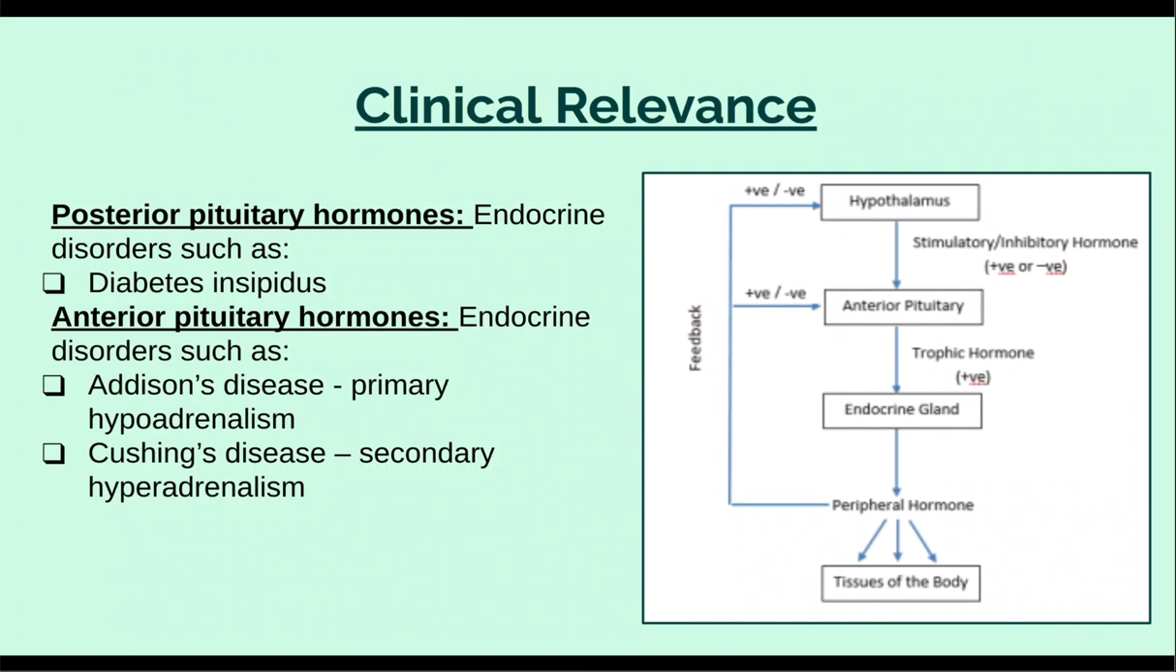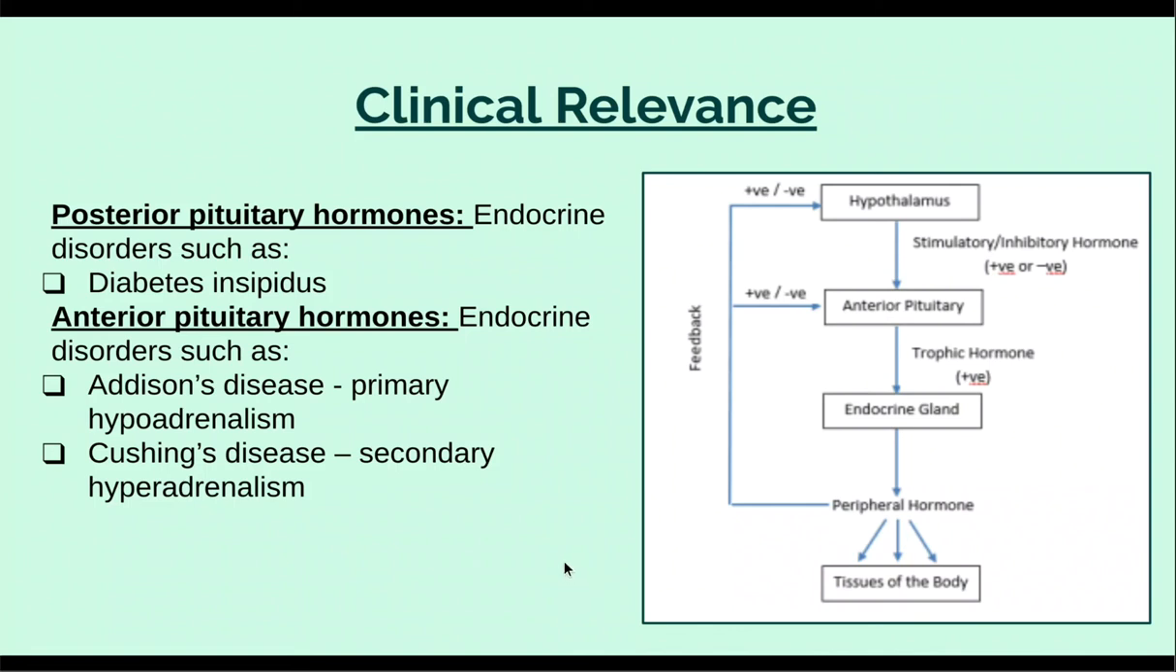And some clinical aspects, so some disorders. So those linked with the posterior pituitary hormones is diabetes insipidus. And in this, you have deficiency in the production of ADH. And what this causes is that you have more water being released into the urine. So you can't conserve enough water, so you have polyuria. And because of that, you have thirst. And in the case of anterior pituitary hormones, you have disorders such as Addison's disease and Cushing's disease.